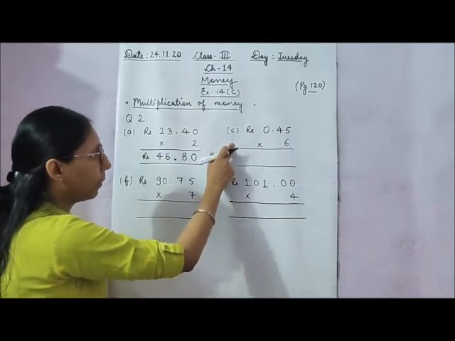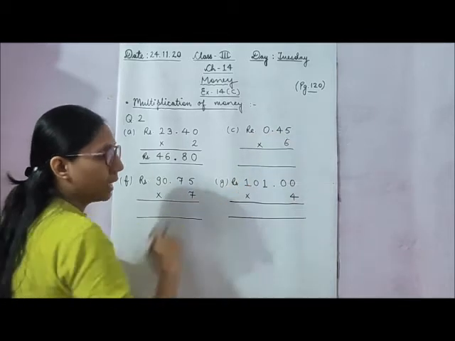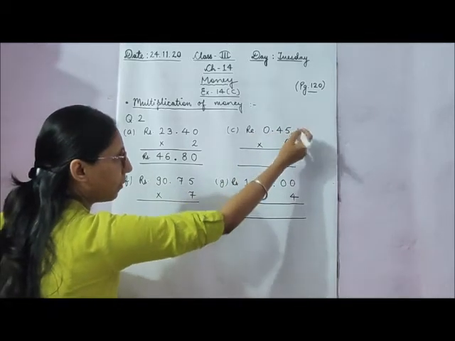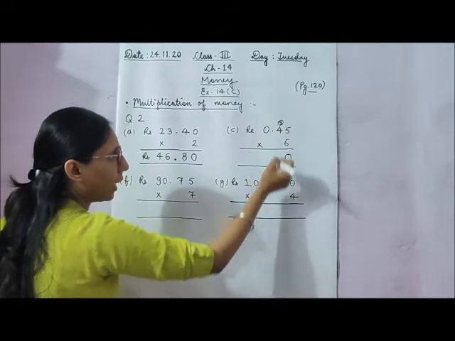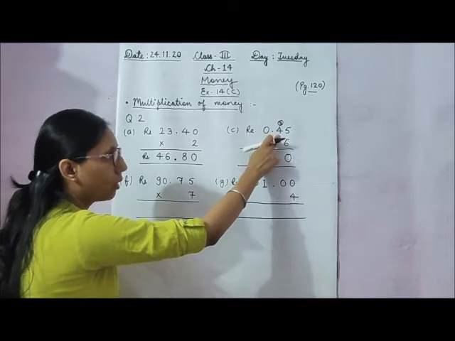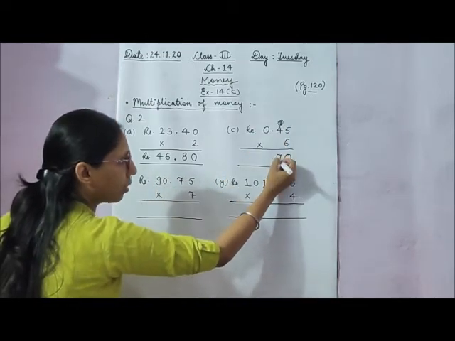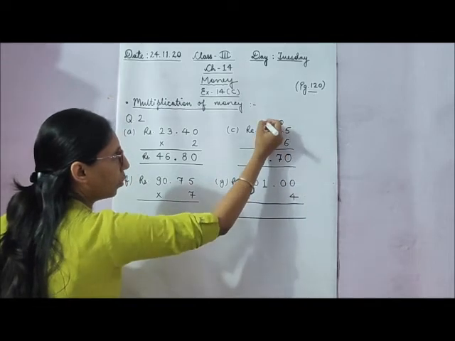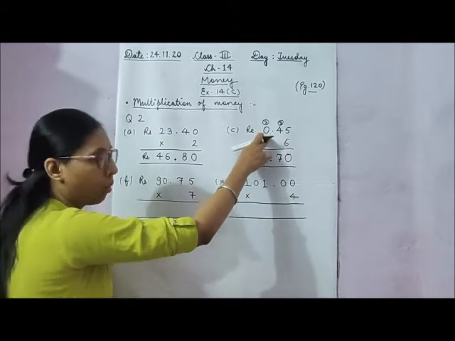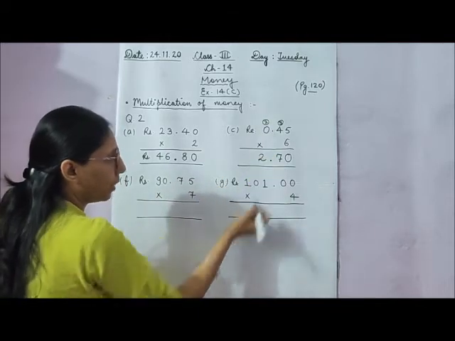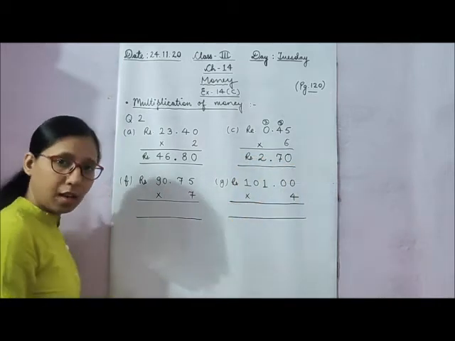In this one, C part, we have to multiply this 0 rupee 45 paise by 6. So, 6 times 5 is 30. So, 0 you will write here. 3 will be carry forward. 6 times 4 is 24. 24 plus 3 is 27. So, 7 we will write here. 2 will be carry forward. And 6 times 0 is 0 plus 2 we will write here. So, 2 rupees 70 paise is the answer.